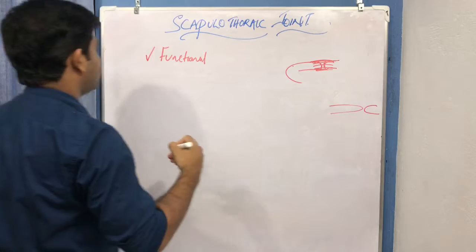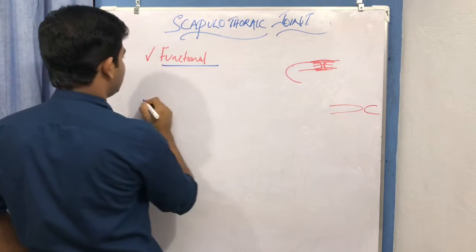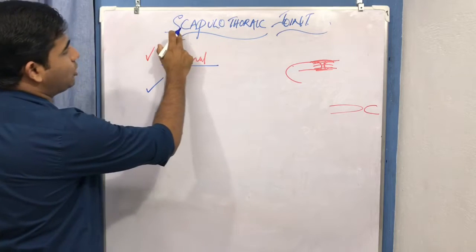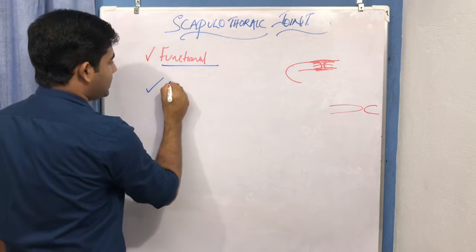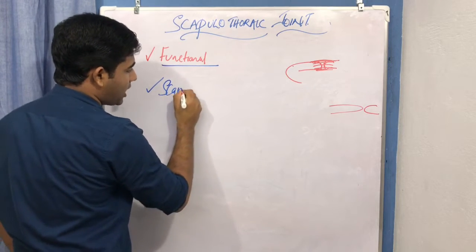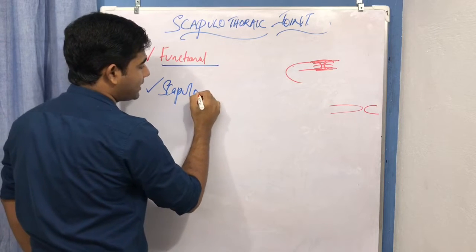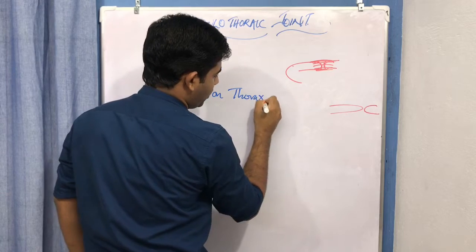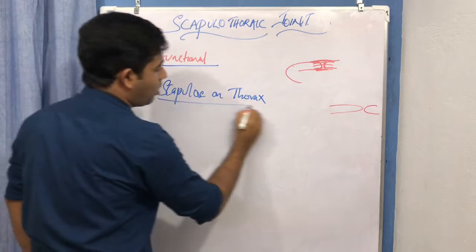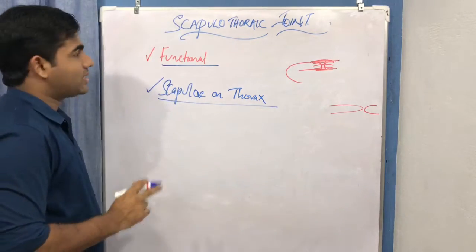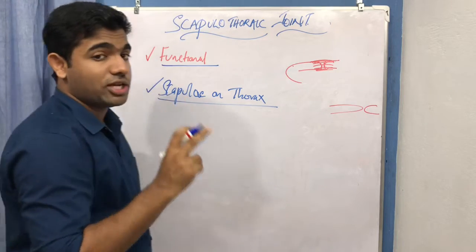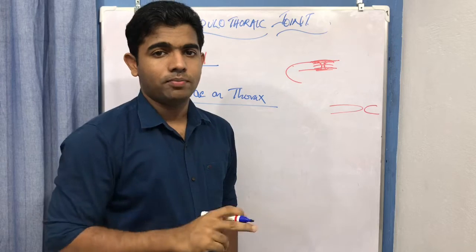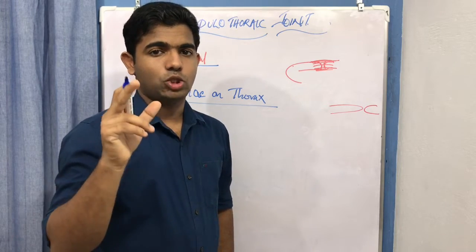Right, so this is a functional joint and not a true anatomical joint. But what is the articulation of the scapulothoracic joint? It is the articulation between the scapula and the thorax. So the scapulothoracic joint is an articulation of the scapula on the thorax. It is not a true anatomical joint, but it is a functional joint.